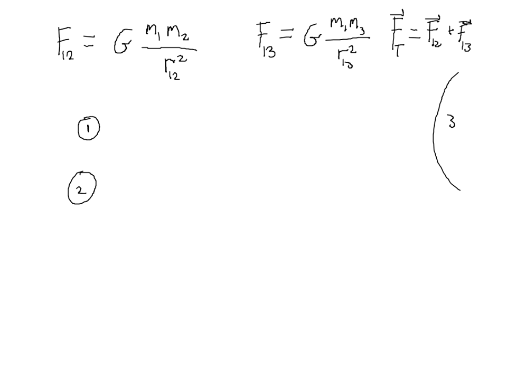This method works for any three objects. If you want to find the force on one of them due to the others, you find the first force, then the second force, add the two as vectors, and that gives you the total force. It doesn't have to be for the moon, it doesn't even have to be for objects in space. The same technique would work for billiard balls or any other things that are exerting gravitational forces on one another.